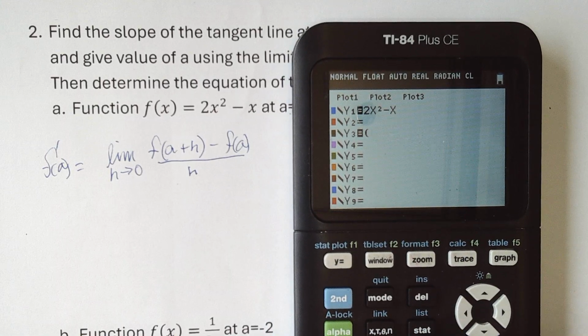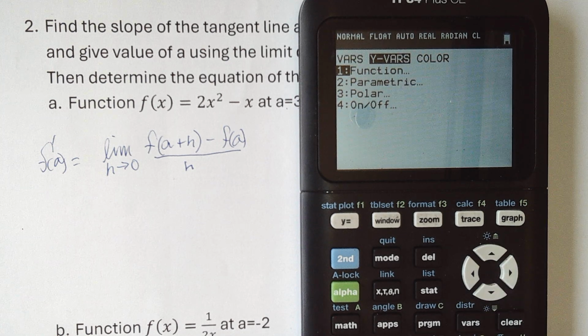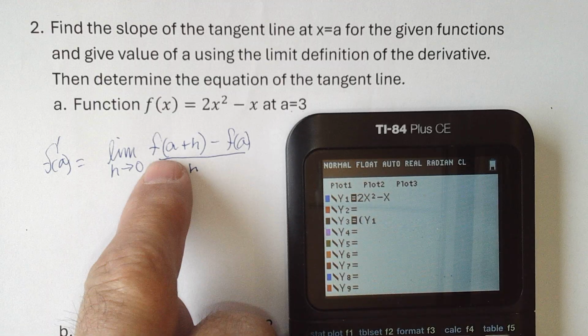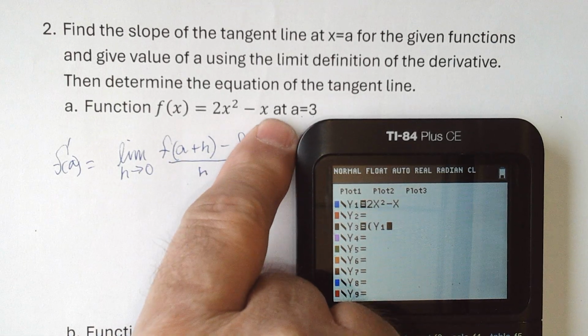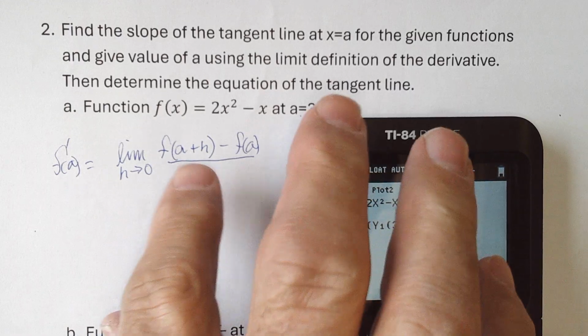Now I got to do the numerator, which is f, or y1. And to do that, I push vars, y variables, function y1 at a plus h, but a is going to be 3. So I'm going to put parentheses 3 plus h. I can do h on the calculator, but it'll be easier if I just put an x in place of the h.